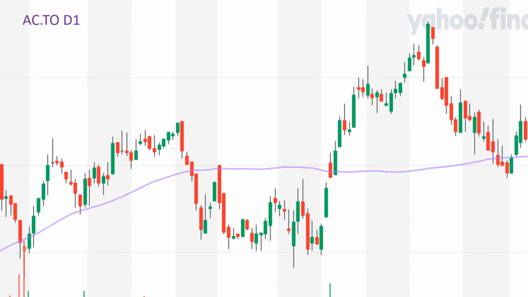This is the price trend of Air Canada stock on the D1 time frame. I installed the simple moving average 50 to check the direction of the trend, and you see the trend here is above the simple moving average, and that's a good indication that this trend is an uptrend.